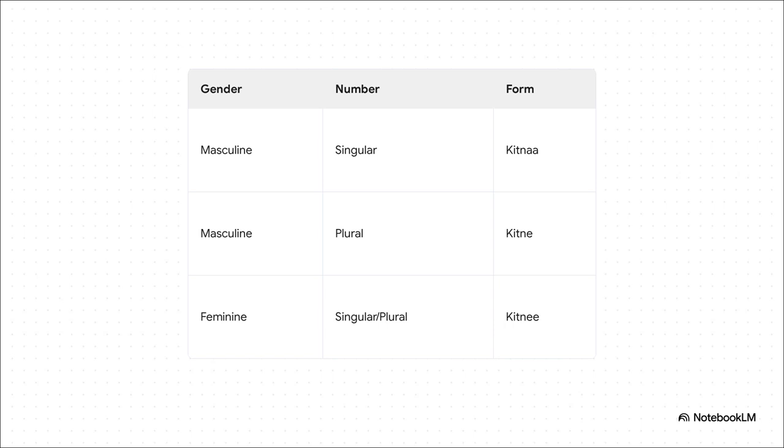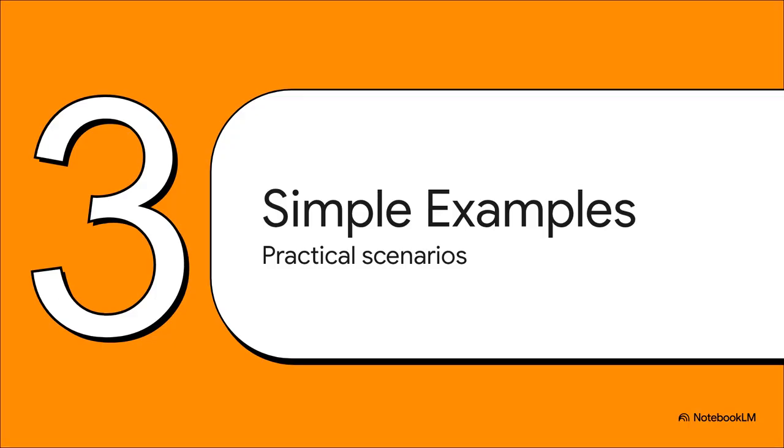And finally, if the noun is feminine, and this is whether it's singular or plural, it doesn't matter, it becomes kitni, with that drawn-out E sound. Truly mastering kitna, kitne, and kitni is the absolute key to everything we're about to do today. Moving right along to Section 3, let's look at some simple examples through practical scenarios.